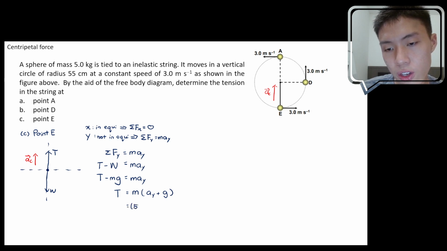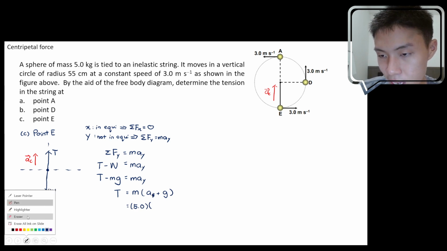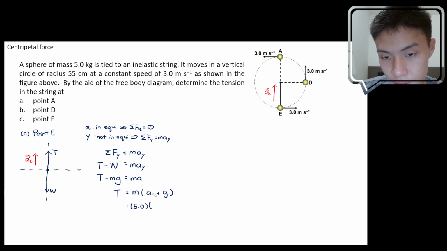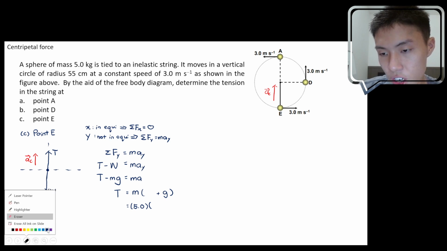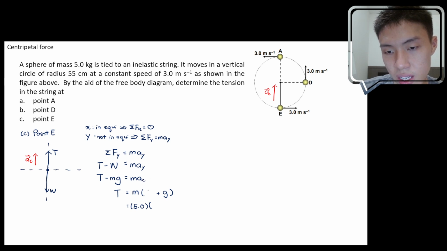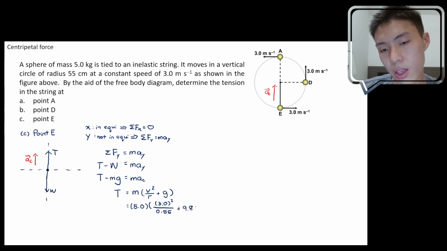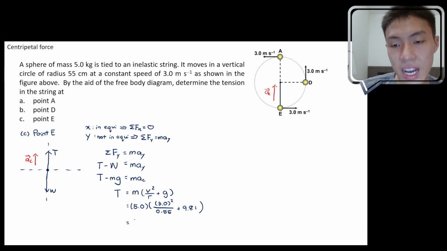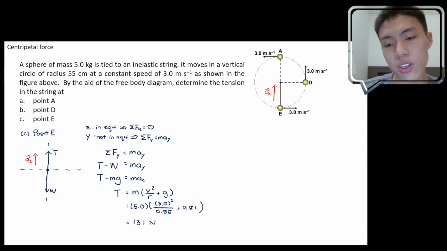Okay, so do your substitution. You put 5 kg, your centripetal acceleration. Oops, I think I missed out something. Okay, let me change a bit. This one will need to be changed to become the centripetal acceleration, and centripetal acceleration is v squared over r. Okay, so this will be 3.0 squared over r, 0.55, plus 9.81. Okay, so if you proceed to do your calculation, you get the tension. I think it's an even larger value, 131 Newton.